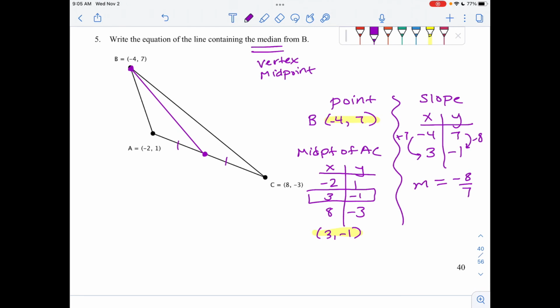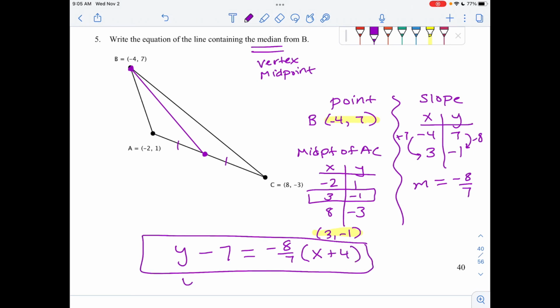So I don't have to do anything else except for put it into my point slope form. So y minus the y value of the point. Now I could choose this point or this point as my point. It really wouldn't matter. I'm just going to go ahead and use this one, but it really makes no difference. So y minus the y value of this point equals the slope times x minus a negative 4, so plus 4. If you wrote it with the other point, it would look like this: y plus 1 equals negative 8/7 times x minus 3. That would also be correct. So either one of those answers would be true.